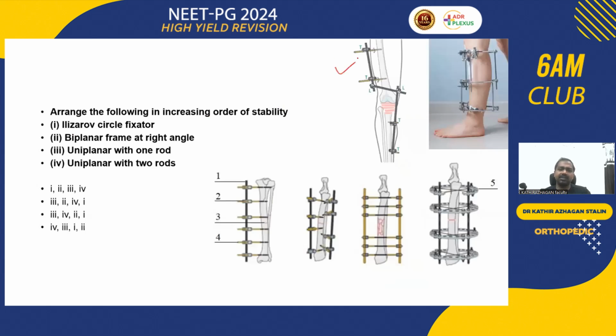Can someone tell me what this is? There are pins in the femur and pins in the tibia. So there are pins in two bones spanning a knee joint. This is what is called a joint spanning X-fix. And this is Ilizarov.